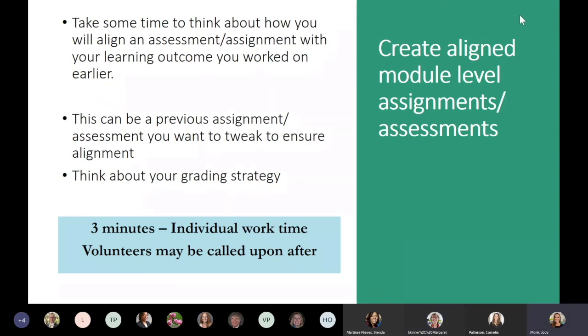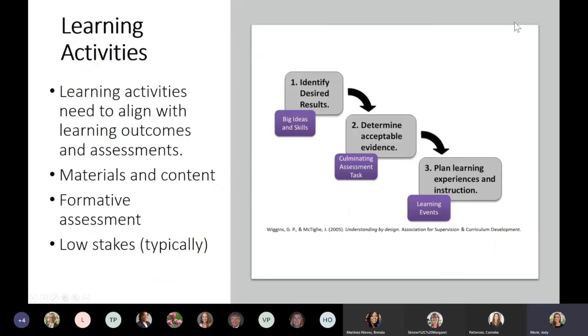Okay, I guess we'll move forward. So next, that was a beautiful transition. We're going to talk about learning activities, and learning activities are how we get our students from point A to point B. So from where they are when they step in the door to our course or into a next module to where we want them to be at the end of that module or course.